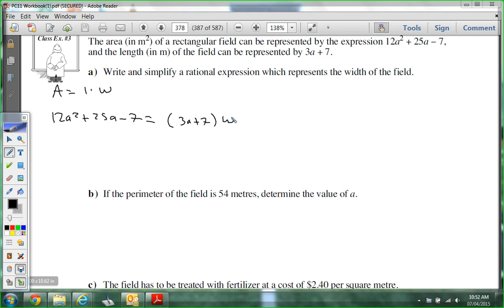So a rational expression is a fraction, right? So then what we want to do is divide this over and make a rational expression, because then W will be by itself. So we'd have W equals 12a squared plus 25a minus 7 all over the length. That will give us the width. So now you just have what we've been doing, okay?